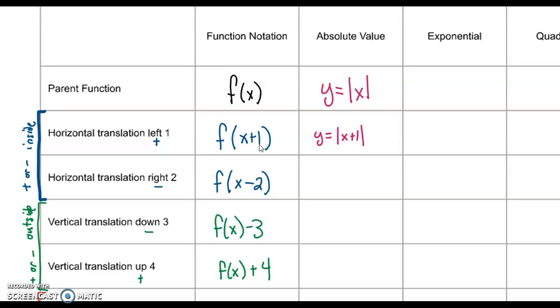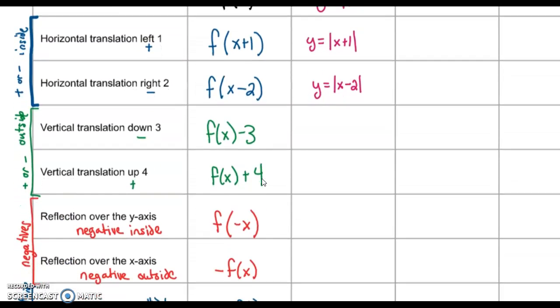So on the horizontal translation, right 2, it's like this one where it was x minus 2 inside the parentheses. So it's still inside, but this time it's inside the absolute value. So just like how right was minus, it's still minus, it's just on the inside. So it looks exactly the same. We're just seeing how to do function notation as absolute value.